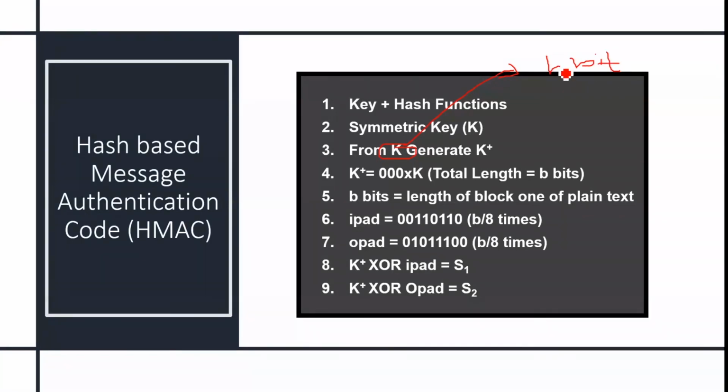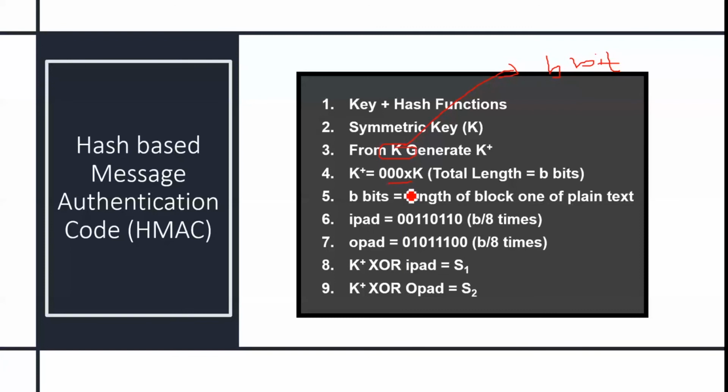How many bits? B bits. How do I do that? I just append that many zeros on the left side, so that the total length becomes B bits. Okay. Now we have to understand what is B bits.